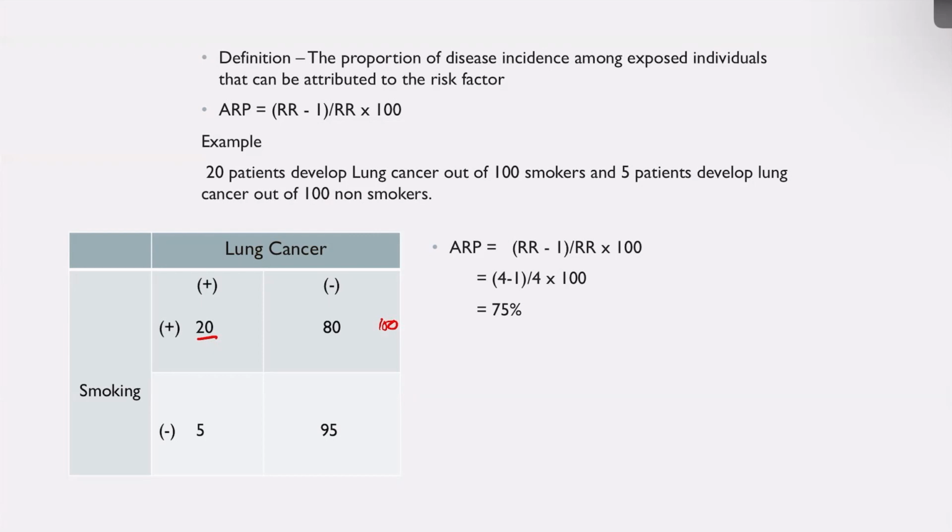You first have to calculate the relative risk. The formula is relative risk minus 1 divided by relative risk, multiplied by 100. So again, the same example. The relative risk here is 4. If you calculate it, 4 minus 1 divided by 4 times 100, that is your 75%.